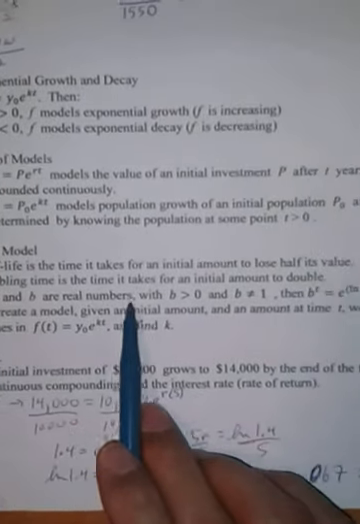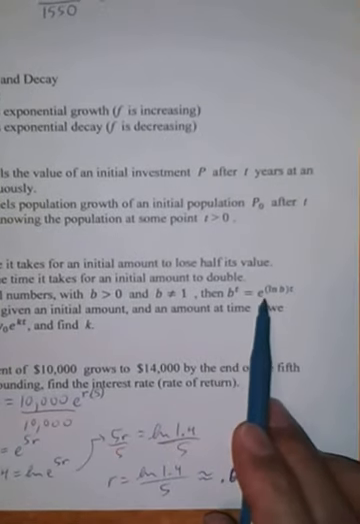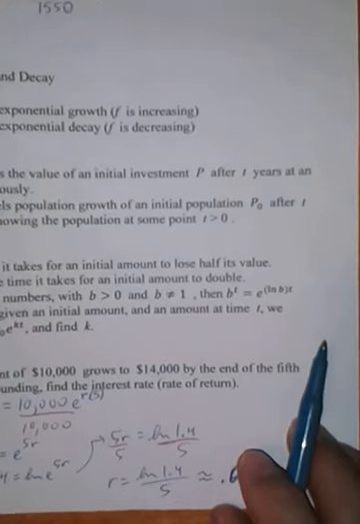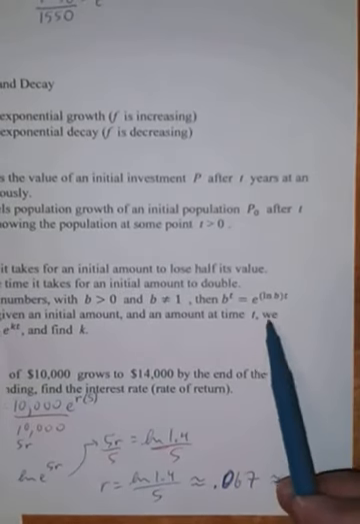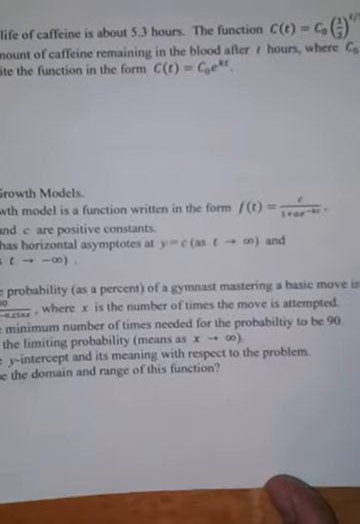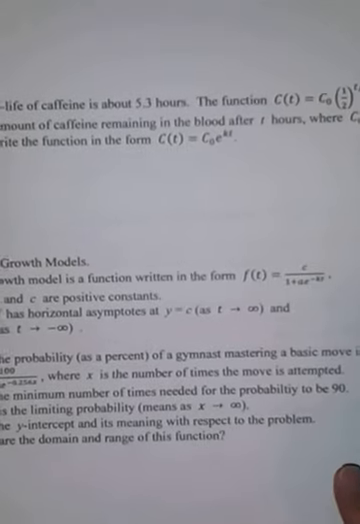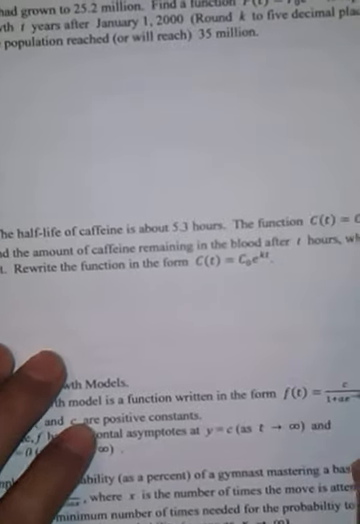It says if t and b are real numbers with b greater than 0 and b not equal to 1, then b to the t can be written e to the ln b times t, or e to the t ln b. So that tells us that really b is just e to the ln b. And so we replace b with e to the ln b. And so here we just need to know, what is b?